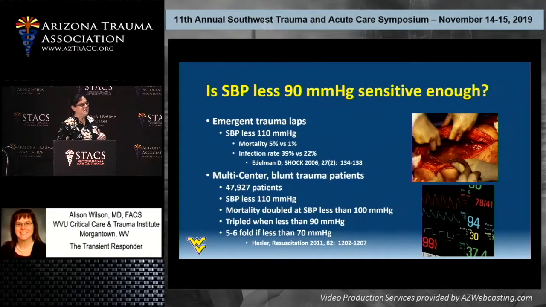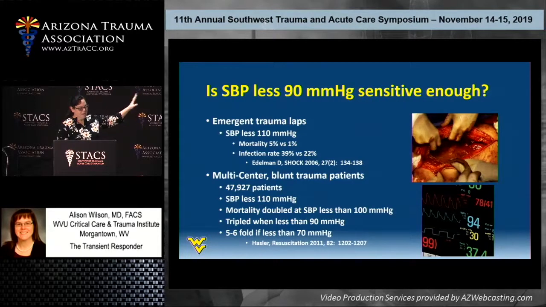So is it sensitive enough? There's some other literature. It's been the criteria for a long time. We all know it. But another group looked at patients with a blood pressure less than 110, and mortality went up and infection rates went up, and these are patients that required emergent laparotomies.